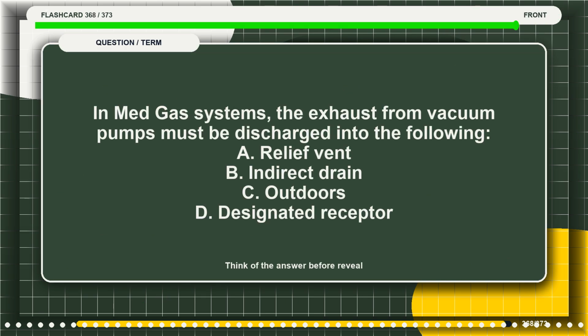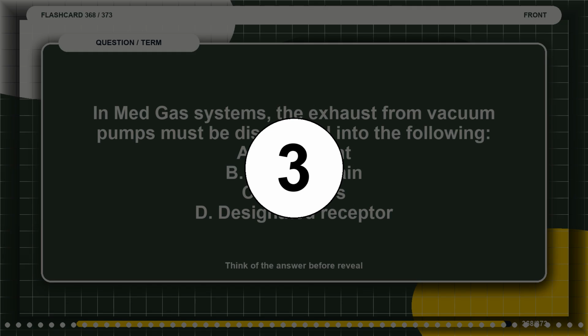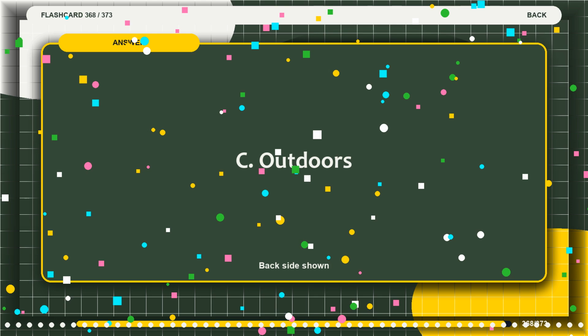Flashcard 368. In medical gas systems, the exhaust from vacuum pumps must be discharged into the following: A. Relief vent, B. Indirect drain, C. Outdoors, D. Designated receptor. Think of the answer before the reveal. The answer is C. Outdoors.